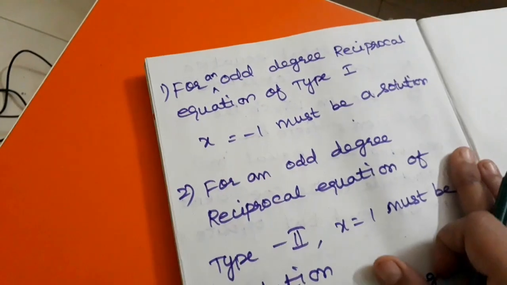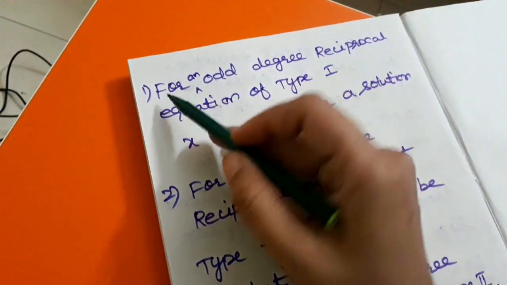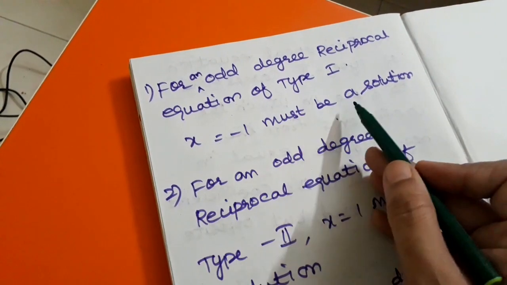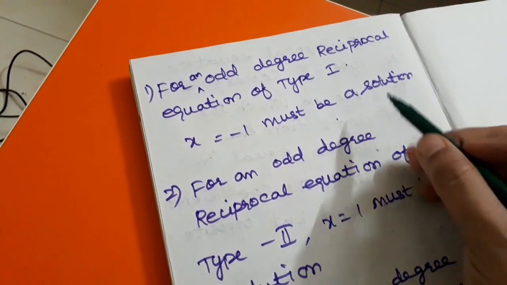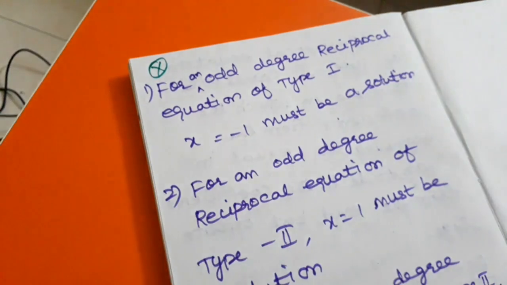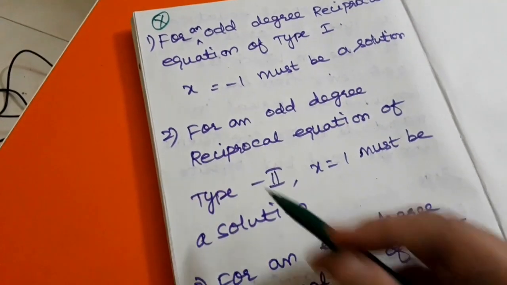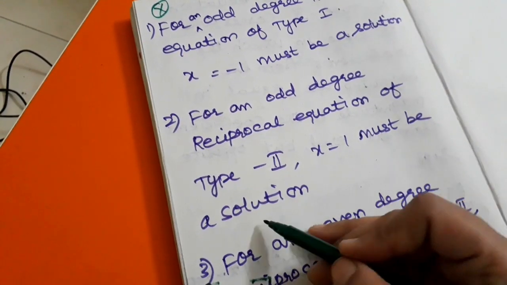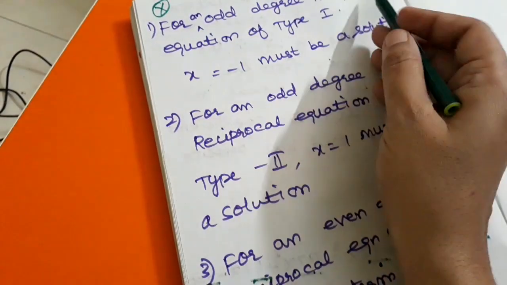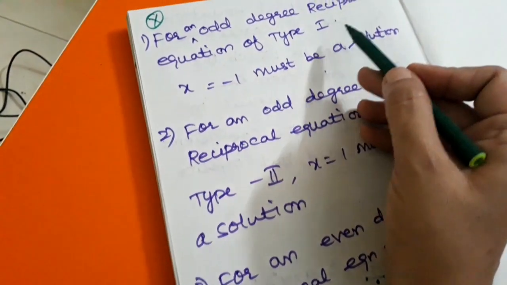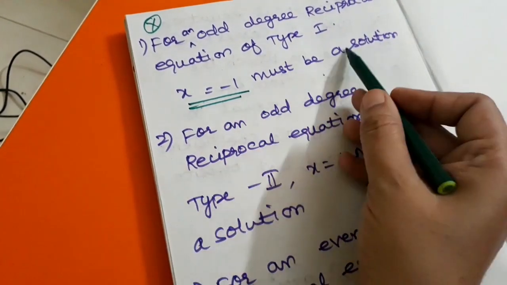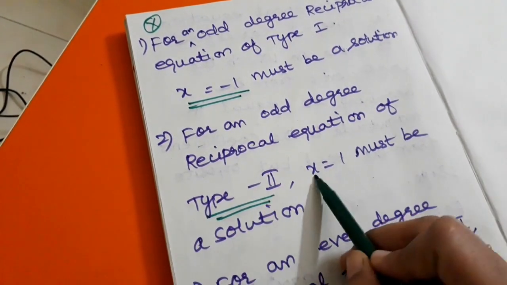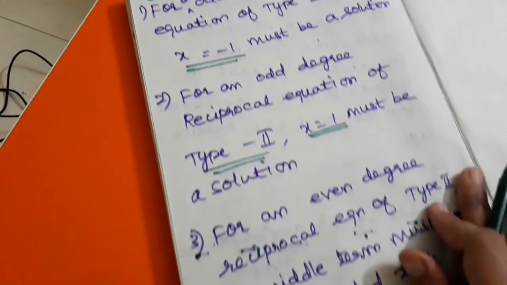Then we have some properties of reciprocal equations. For an odd degree reciprocal equation of type 1, x is equal to minus 1 must be a solution. You should memorize this, as we will use it while doing problems. For an odd degree reciprocal equation of type 2, x is equal to 1 must be a solution.